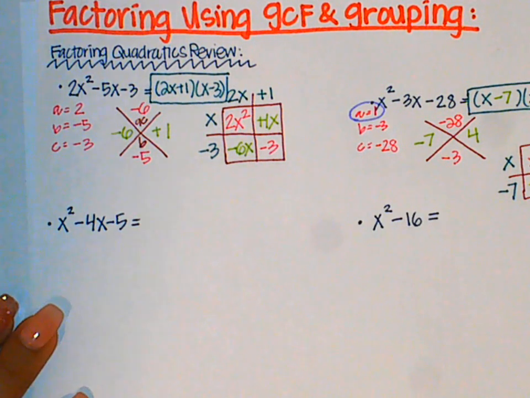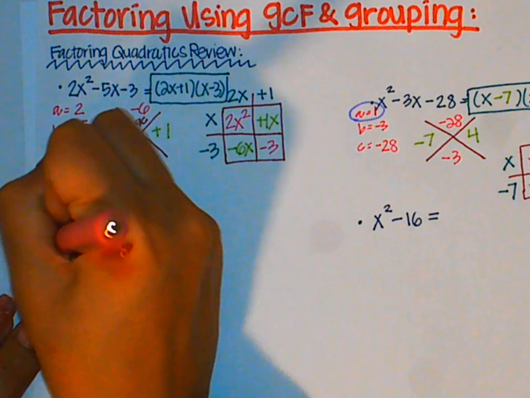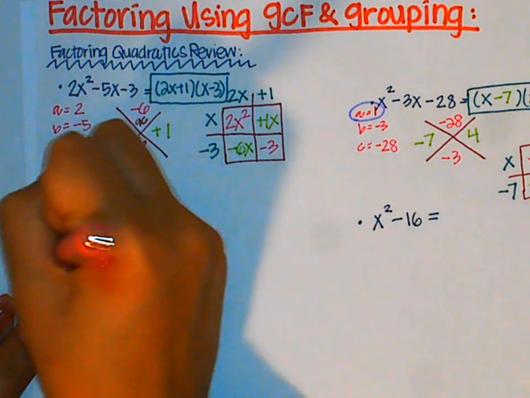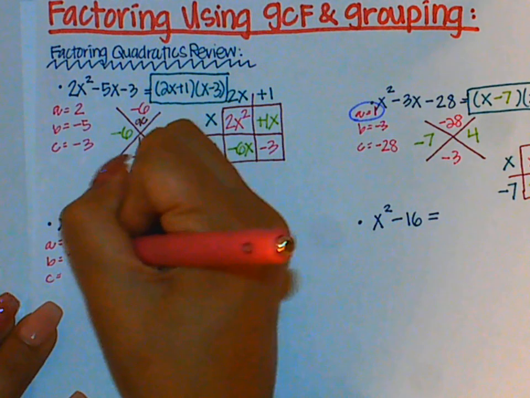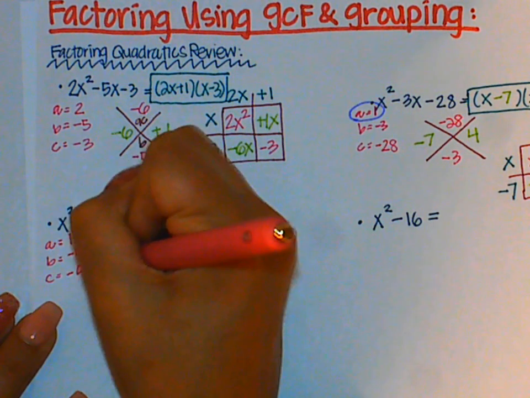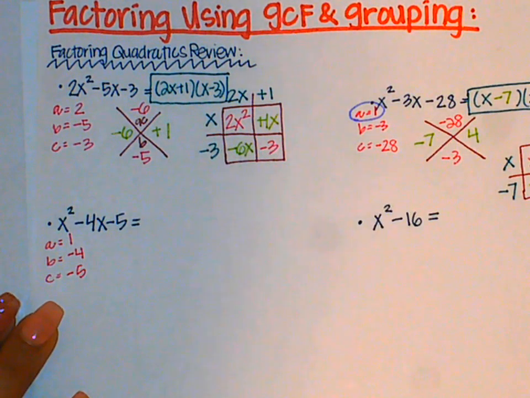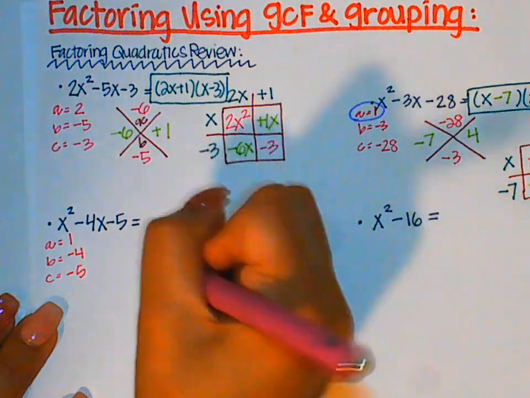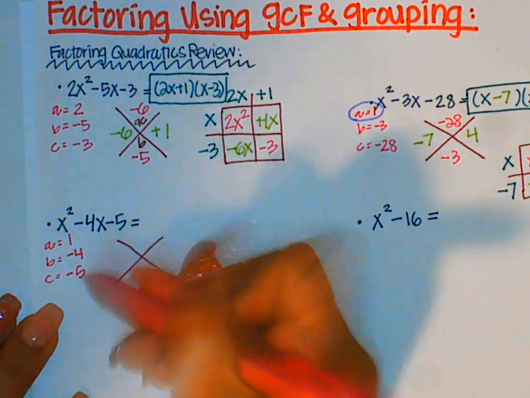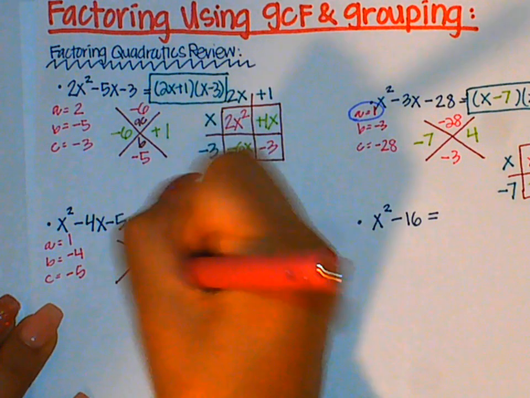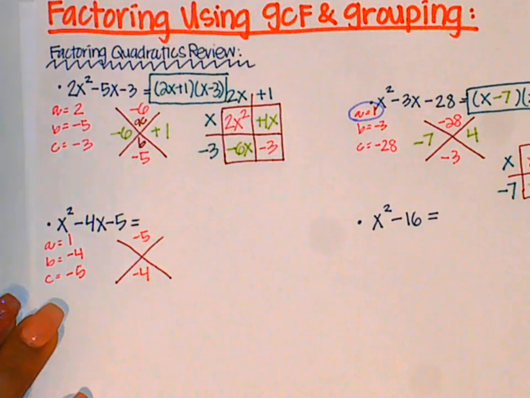All right, here we go. So find again my a, b, and c. I would get 1, negative 4, negative 5. A times c is negative 5. B is negative 4. I want two numbers.